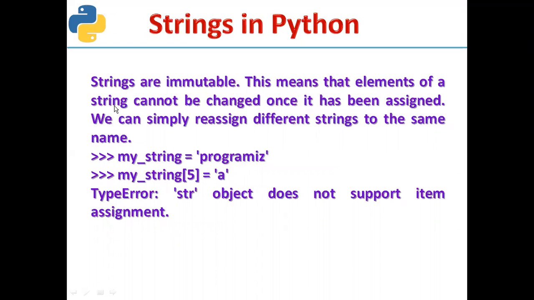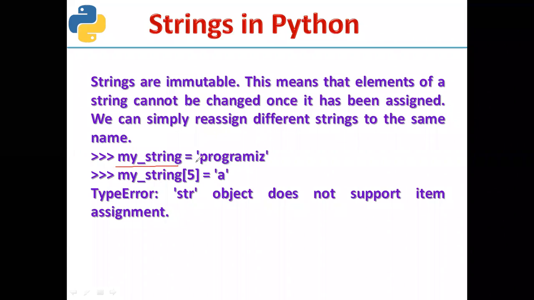Now, strings in Python. Strings are immutable. Immutable means that if we have a string, then we cannot make changes to it. They are immutable. This means the elements of a string cannot be changed once it has been assigned. We can simply reassign different strings to the same name. Now, here, this is the variable name. This is a string. And if I want to change something at the 5th position in this string, I cannot do it.